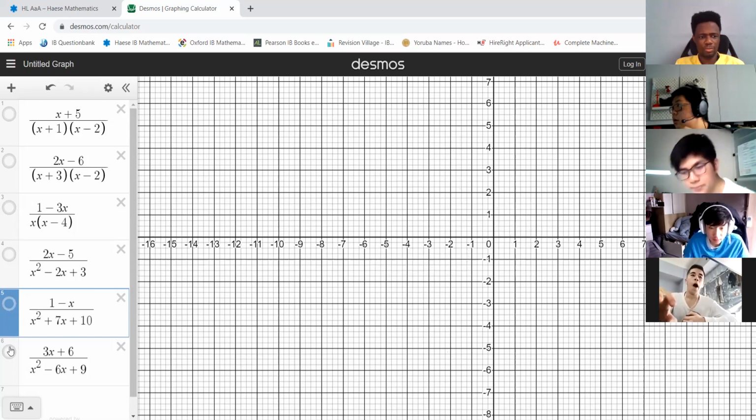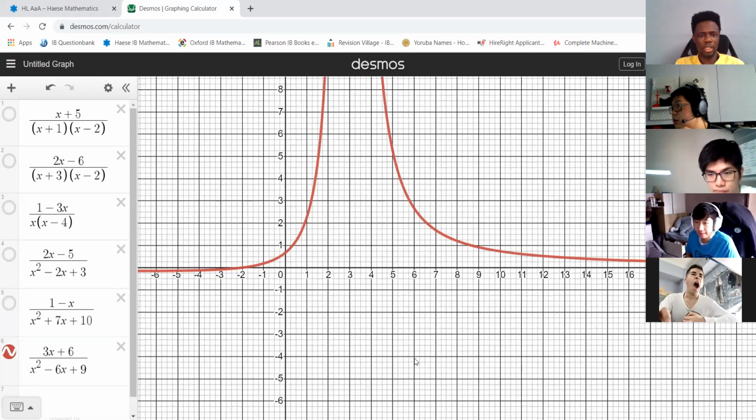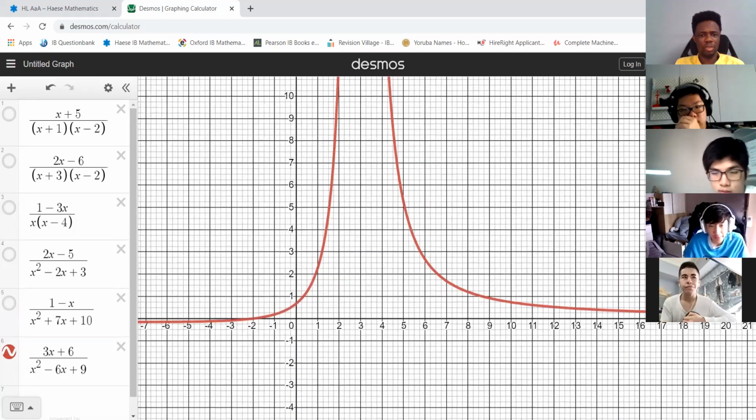Horizontal asymptote is y equals 0. And similarly here, what is the vertical asymptote? Can you see it?